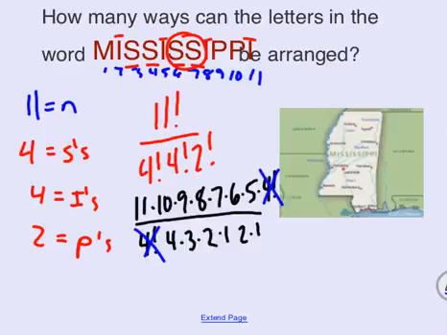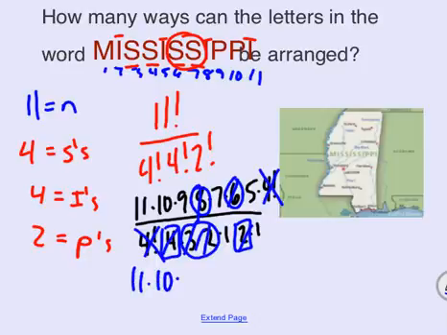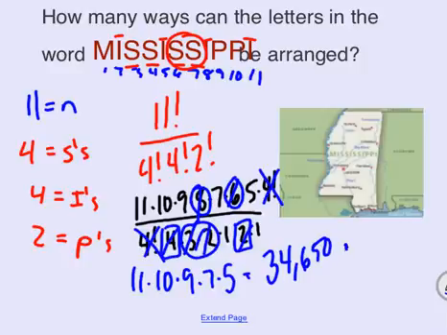However, I could look at 3 and 2 here. 3 times 2 is 6. So I can actually cancel those out. What about if I square the 4 and square the 2? 4 and 2 is 8. So now I can cancel the 8 out. So what I really have for the number of ways I can spell Mississippi is 11 times 10 times 9 times 7 times 5. When you do something like that, you get 34,650 ways to arrange the letters in Mississippi.